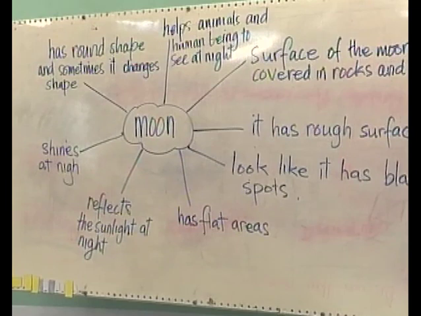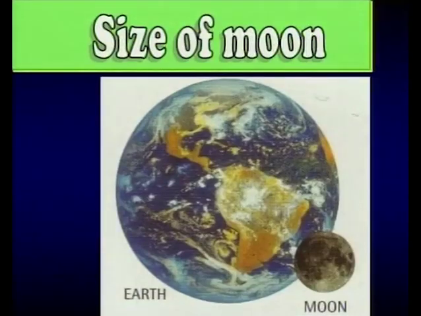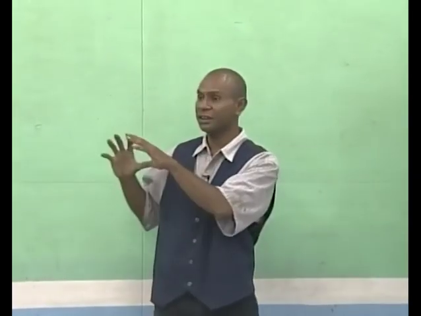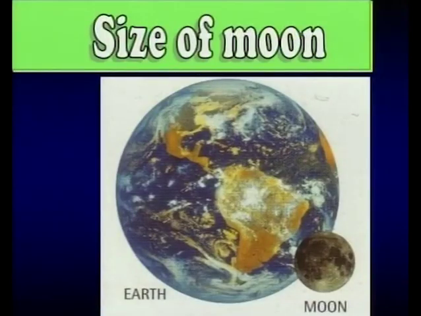Next picture is the size of the moon. Compared to the Earth, the size of the moon is much smaller. That is the size of the moon when we see it from space. At night we see it as big, but in pictures taken by astronauts from outer space, that is the actual size compared to our Earth. All right, the next picture.